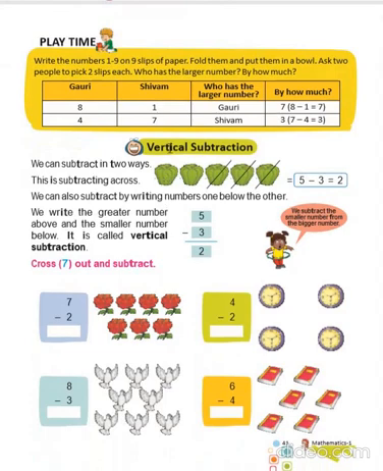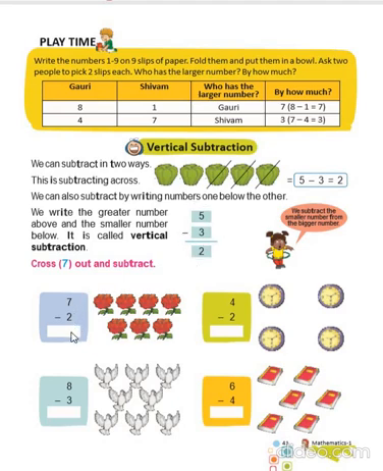Now, vertical subtraction. We can do subtraction in two ways, vertically and horizontally. So, vertical subtraction is, suppose we have to subtract 3 from 5. What we have to do? We have to write the greater number above and the smaller number below the greater number. Like 5 minus 3, we will get 2. This is called the vertical subtraction.